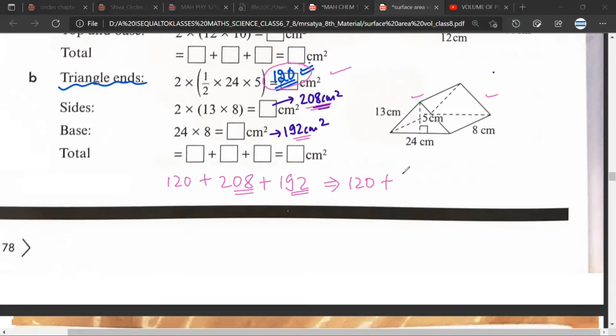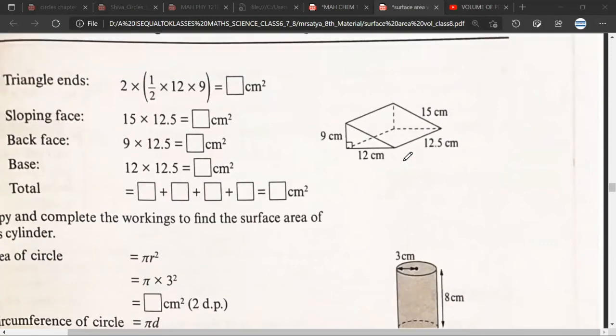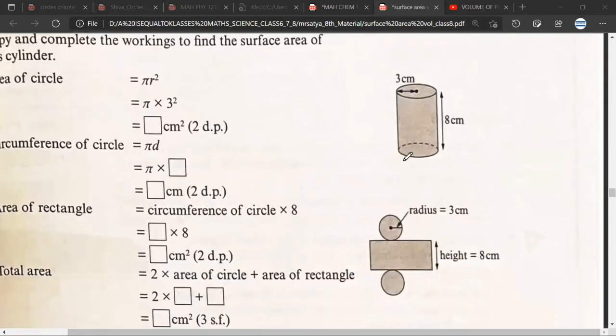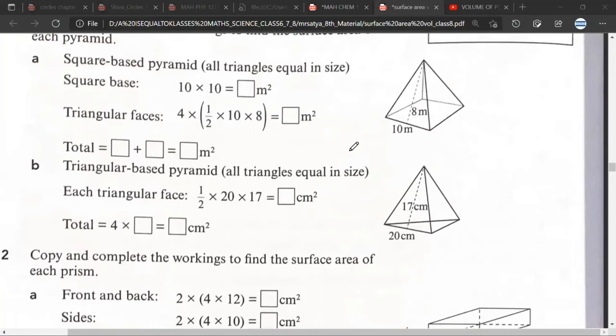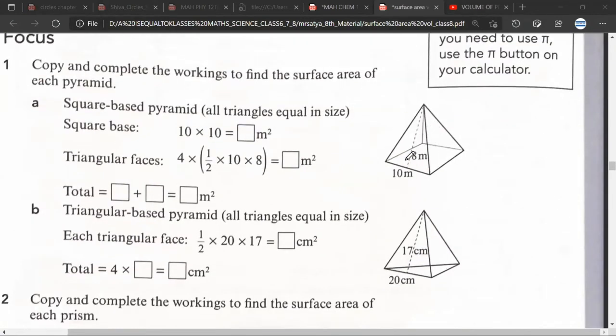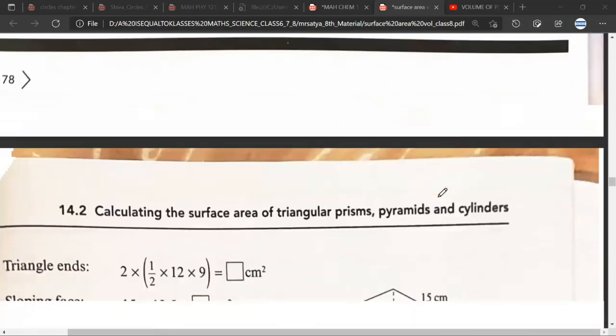Sarthak, any doubt? No. I think the calculation is correct. This is 92, this is 8, so we have 100 here. 2, 3, 4, 400 plus 100. Yeah, it is correct. Mr. Satya, any doubt? No doubts. Okay, so this is how these questions are done. Let us find the area of this figure. If you look at these figures, all that we need to do is just look at the faces, the number of faces, and we'll be able to find the answers.